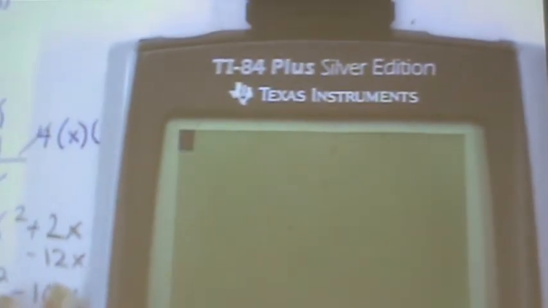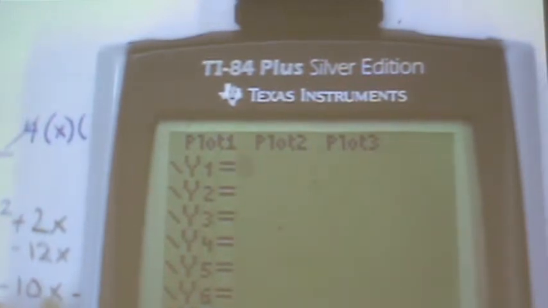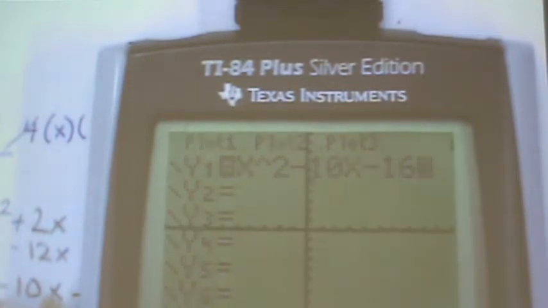Y equals. Tell me what to do. Y equals, yep. Plug it in. Plug what in? X squared minus 10x minus 16. Then hit graph.